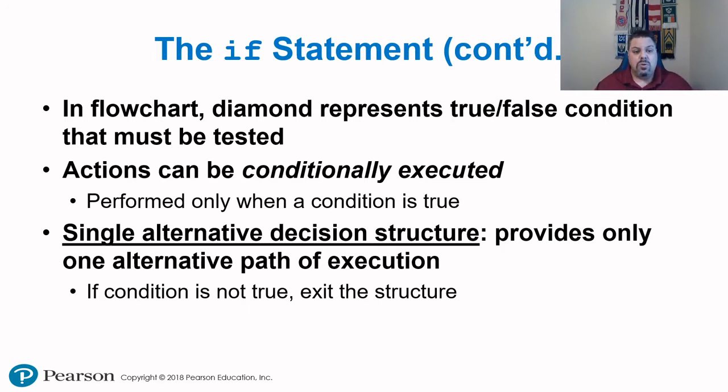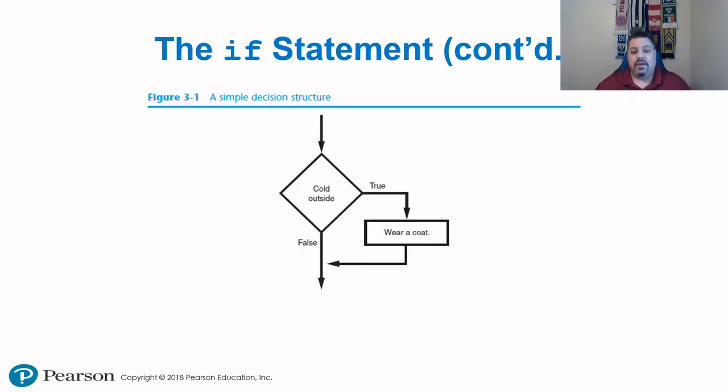Some are performed when they're true, others are just skipped if it's not. So something called a single alternative. There's only one choice. It's either true or false. And if that is true, then you go through and you do these statements. And if it's not, you just exit out and go on your merry way. Looks something like this. Okay? Is it cold outside? If it's cold outside, then we should wear a coat. If it's not, then you don't. You just skip the coat right over and you go back to where you were.